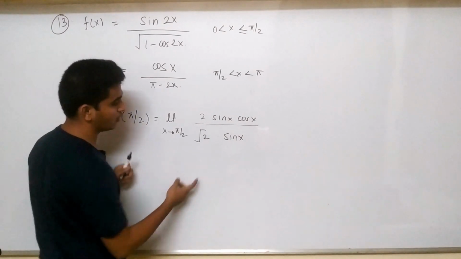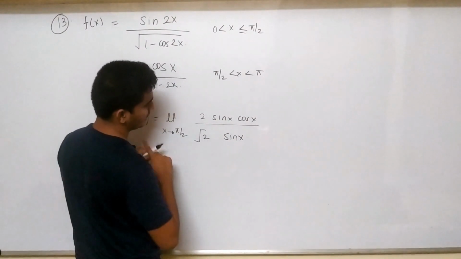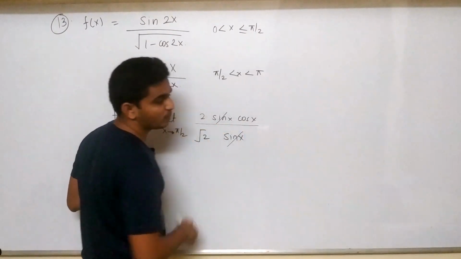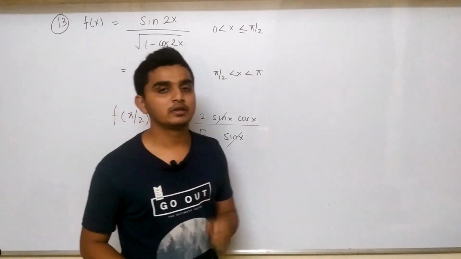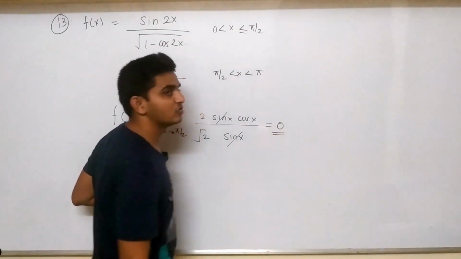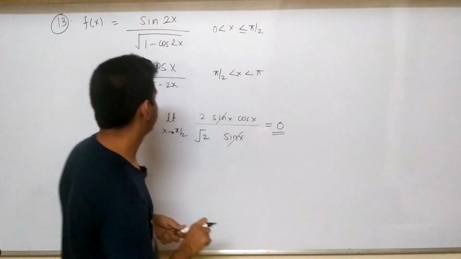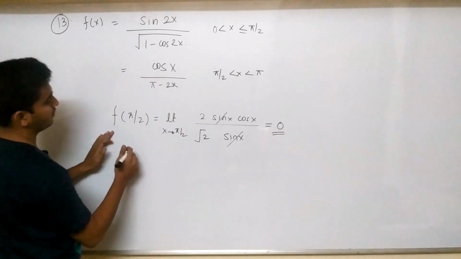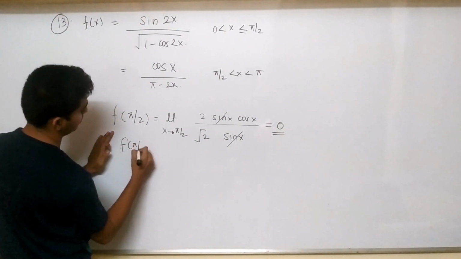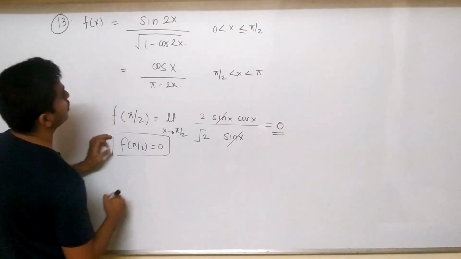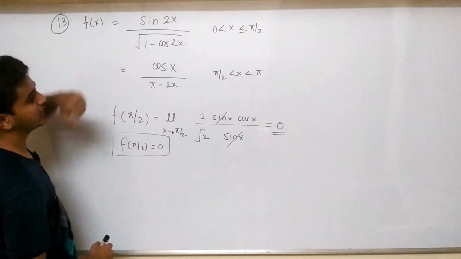Now watch carefully what happens. The sine of x will get cancelled, and what is cos of pi by 2? Cos of pi by 2 is nothing but 0. So the value here becomes cos of 90, which is 0. This is the value which we have got for f of pi by 2. Now we need the value of this function in order to check the continuity.